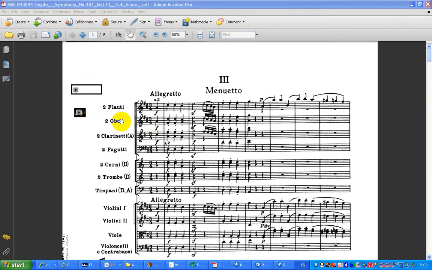Two oboes, they're the same at the very beginning. They're both playing. It doesn't have A2 written down there, but we can tell that there are two oboes because on that first note, which is an A, we've got a tail up and a tail down. The tail up refers to the principal oboist and the tail down to the second oboe.